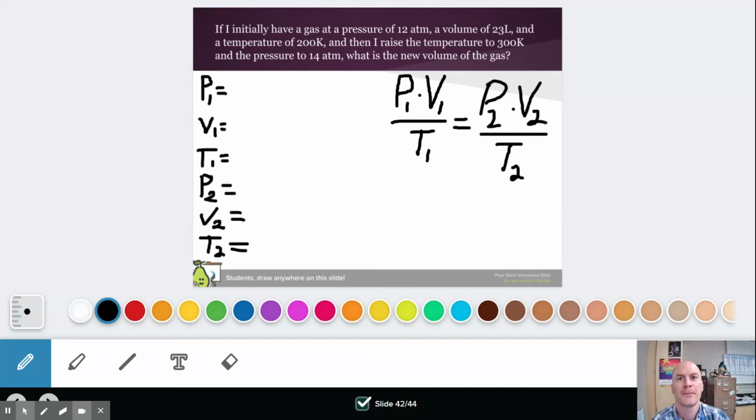This is about the combined gas law. We've looked at relationships between pressure and volume, between volume and temperature, between pressure and temperature. And sometimes more than one of those things changes.